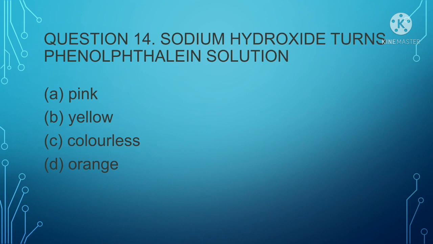Sodium hydroxide turns phenolphthalein solution: option A, pink, yellow, colorless, orange. Here, when sodium hydroxide comes in contact with the phenolphthalein, it turns pink, but with acids, it turns colorless. So therefore, the correct answer is option A, that is pink.